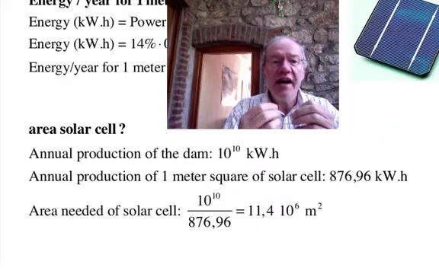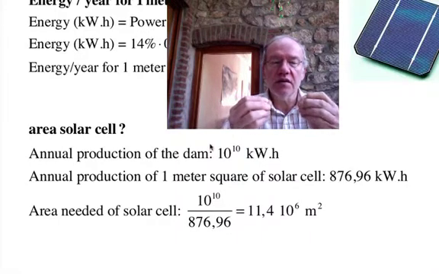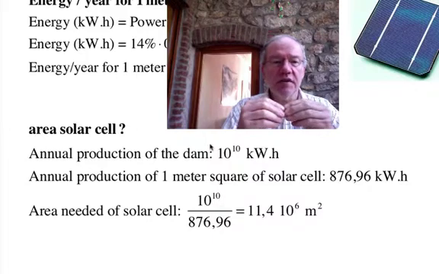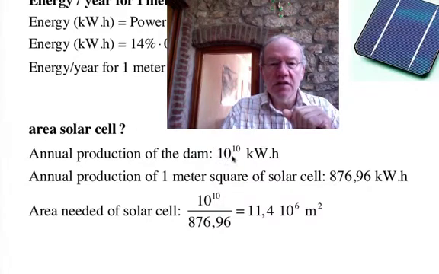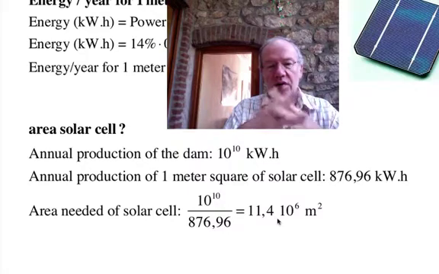To calculate the area is very simple. In 1 year, the dam produces this energy. We need how many meter square of solar cells? We just divide this number by the production of 1 meter square. You have this answer, enormous.